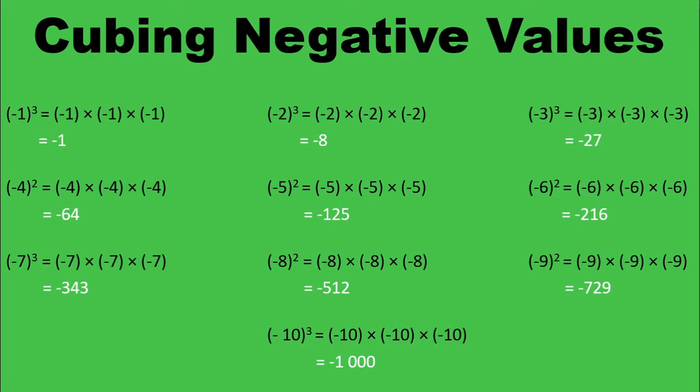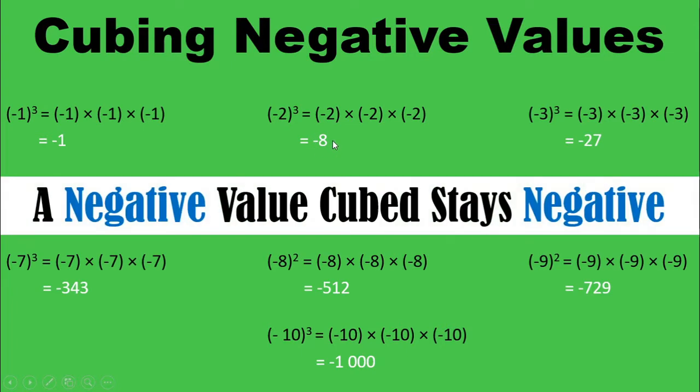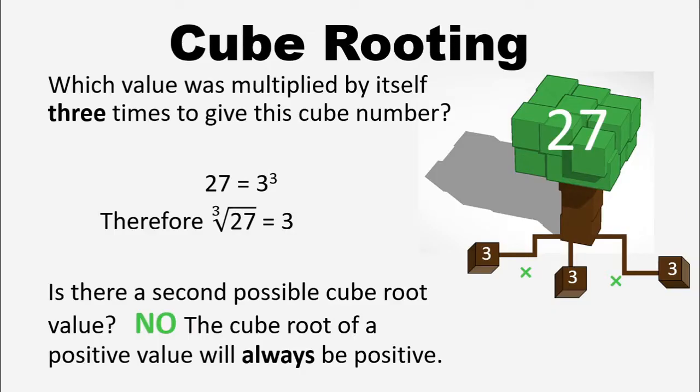We said that when you multiply a negative number by a negative number, like negative 2 times negative 2, we get a positive result. But then we take that positive result, so positive 4, and we multiply it by a negative number again, and we get a negative answer. So our conclusion was that a negative value cubed will stay negative. We can translate that backwards to say that a negative number cube rooted would give a negative value, or a positive number cube rooted would always be a positive value.